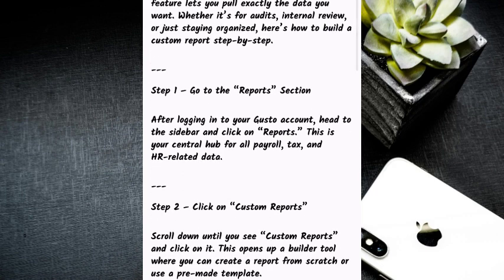First step, go to the reports section. Now, after logging into your Gusto account, you want to head to the sidebar and click on reports. This is your central hub for all your payroll, taxes, and HR related data.